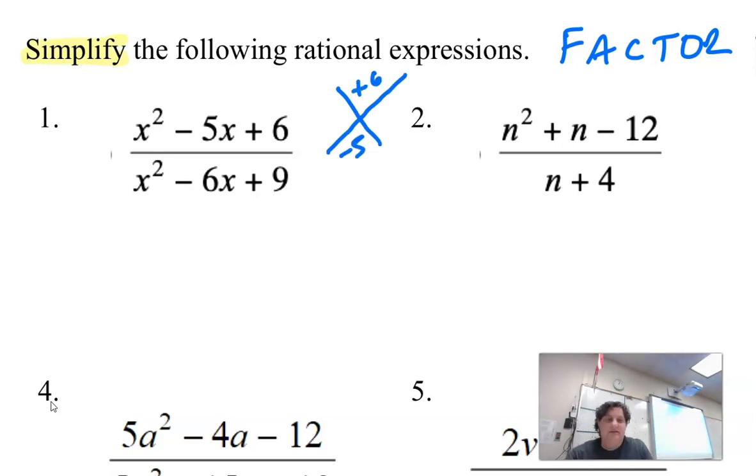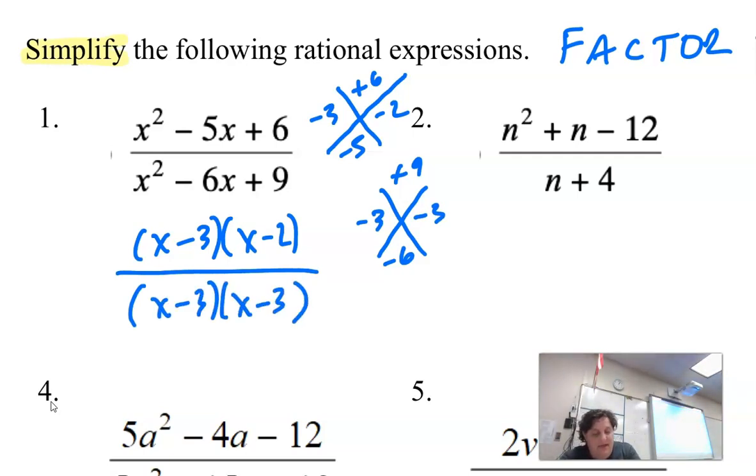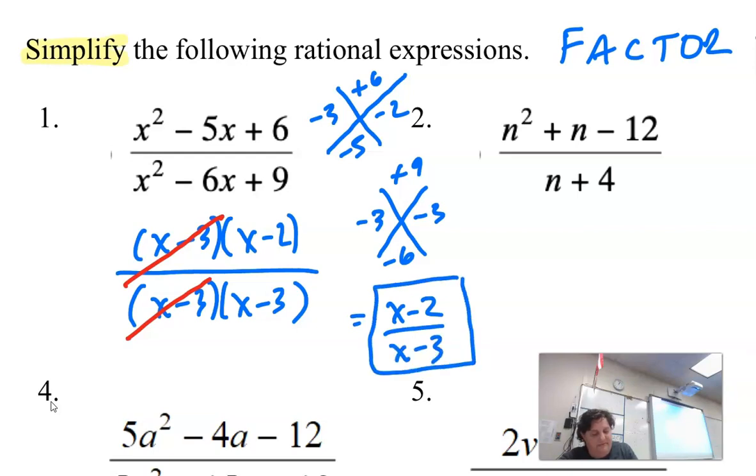What multiplies to make 6 and adds to make -5? So positive 6, -5, that'd be -3, -2. And then on the bottom, what multiplies to make 9 and adds to make 6? 3, 3. And then I can cancel out x minus 3 with x minus 3. And that's it, guys. That's your answer. So for my answer, I will just write x minus 2 over x minus 3. That's fully simplified. Okay?